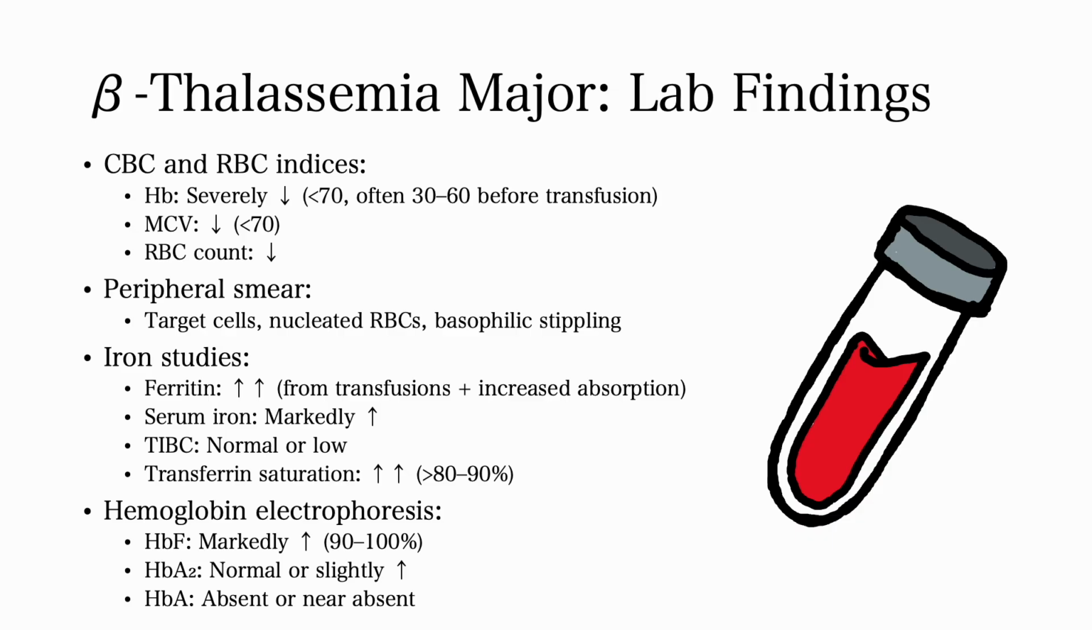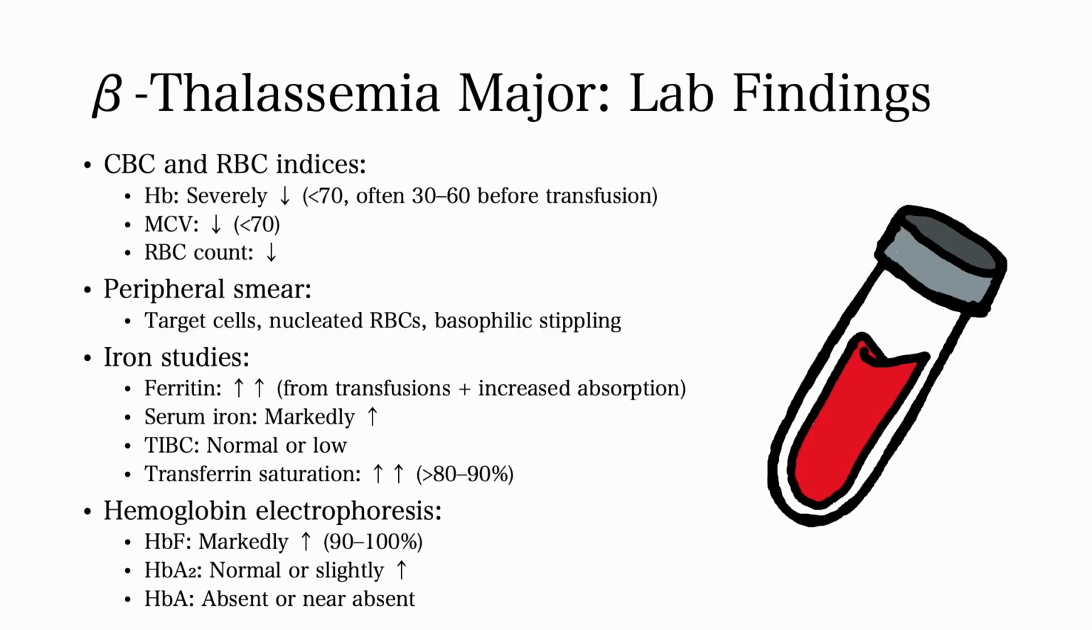In terms of transferrin saturation, that increases. Transferrin saturation is the ratio of serum iron to TIBC. Since there's a massive amount of serum iron and a normal or low level of TIBC, the proportion of transferrin that is saturated with iron becomes extremely high. So, when transferrin saturation exceeds 80%, the liver's primary iron binding protein, which is transferrin, is essentially fully saturated.